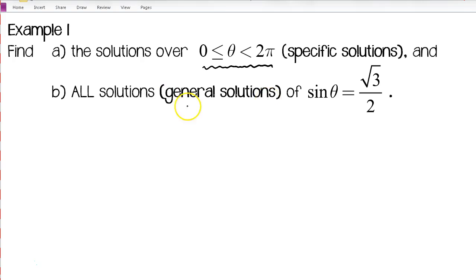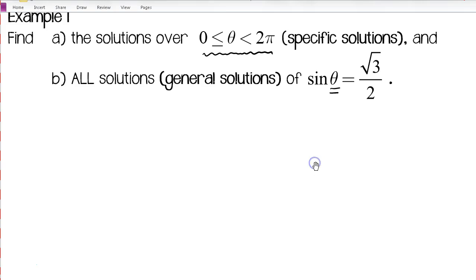So these would be all the solutions that exist. And again, if you think about the graph of a sine function, it goes on forever. So we would want to find all angles. We're looking for all angles theta, where the y-coordinate is √3/2.